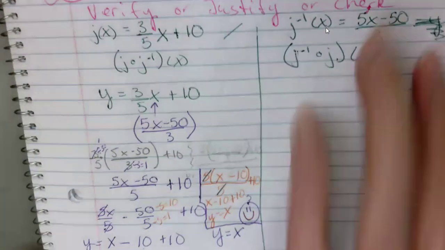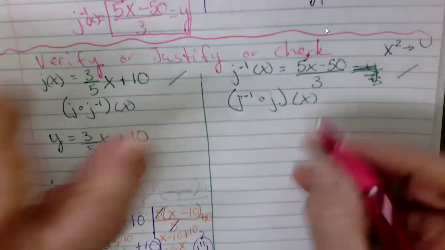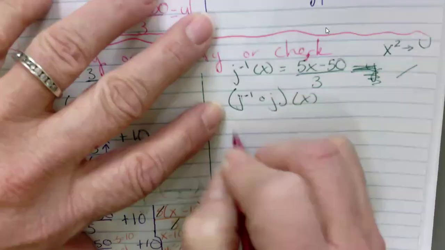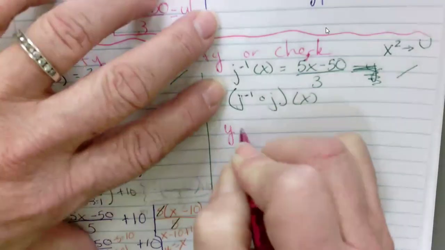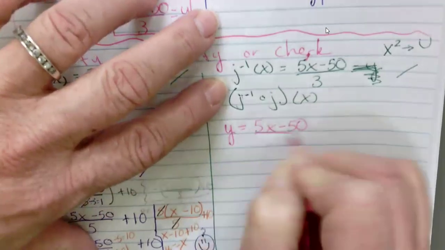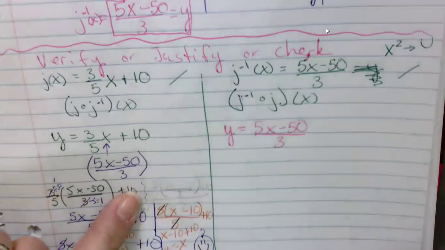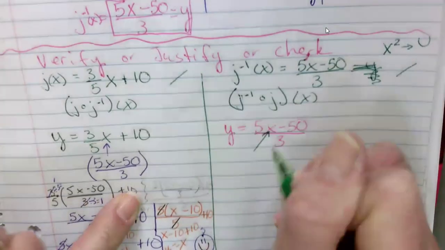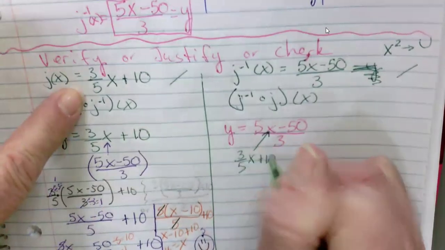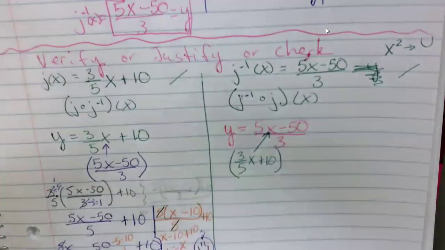Okay, and then we're going to come over here and do it again. So on this one, we wrote the equation, we wrote the line, we wrote how to do it. I'm going to write the equation with a y so that it's easier. So we get y equals 5x minus 50 over 3. Next step, we're going to draw an arrow to our x, and we're going to write down what we have to plug in, which is 3/5 x plus 10. I like to put that into parentheses so that I make sure I insert it for the x.